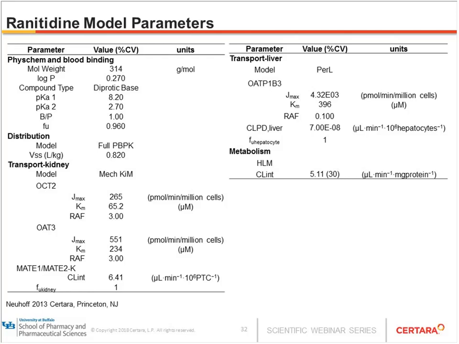We also have transport in the liver, and this is another uptake transporter. It's OATP1B3, organic anion transporting polypeptide 1B3. Again, it mediates the uptake of ranitidine from the blood to the hepatocyte. And again, metabolism in this model is mediated by an intrinsic clearance. It's not assigned to a specific enzyme.